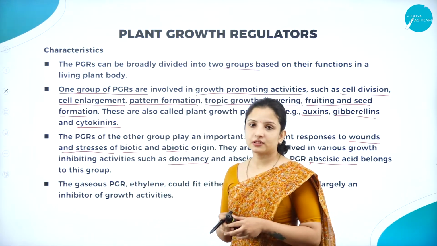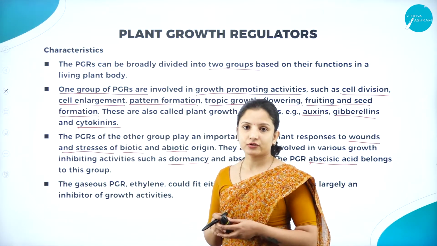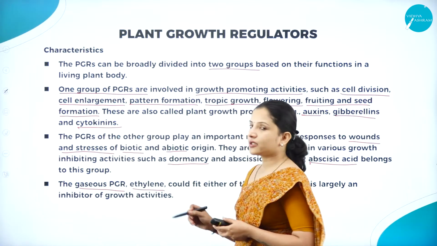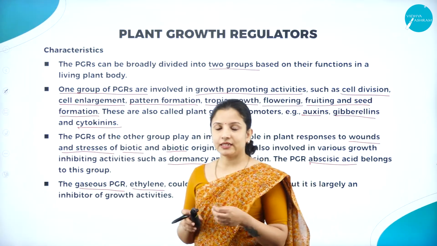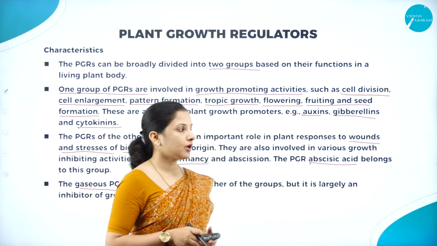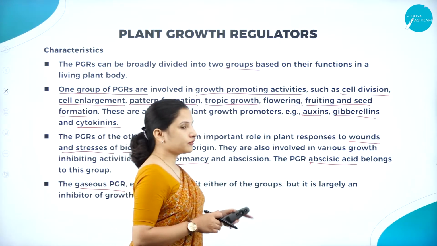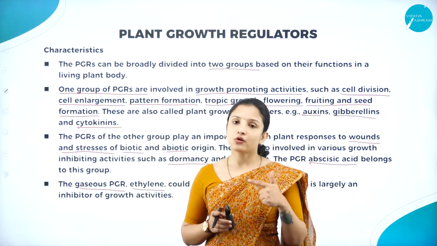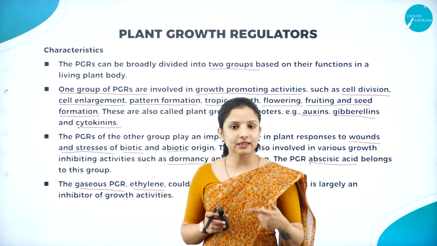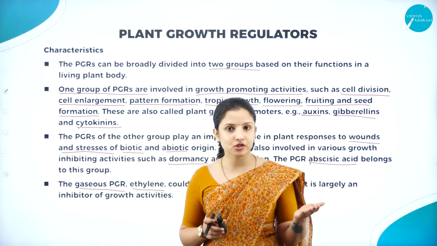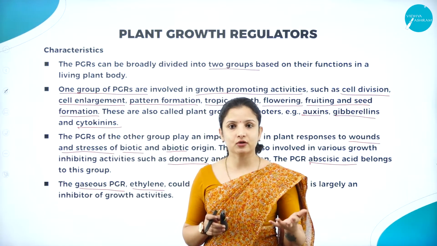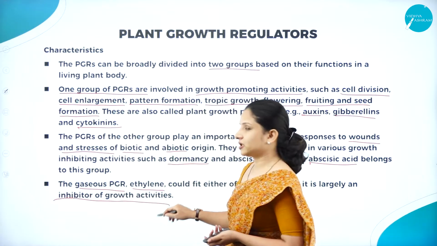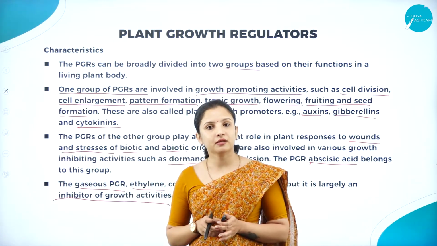And apart from this, there are also gaseous plant growth regulators, right? That is gaseous PGR. The best example that we can take is ethylene. Ethylene helps in fruit ripening and all that. So they do not fit into group 1 nor group 2, because they don't help in growth, nor do they help in protecting the plant against insects, pathogens, and environmental stresses. But their main function is that they can inhibit growth activity. So ethylene can inhibit growth activity.